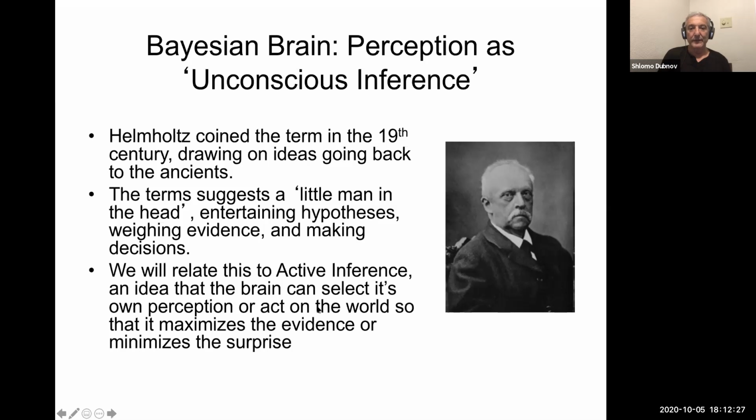So active inference is the idea that we do this unconscious inference, and we can also decide what evidence we bring in and what evidence we might ignore. So the act of perception is an active way of sampling or taking evidence from the world, and we want to maximize the evidence or minimize the surprise.